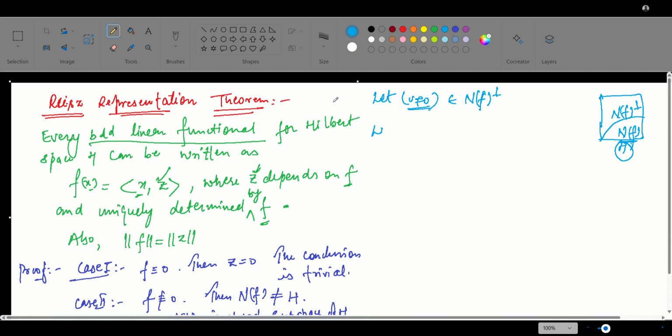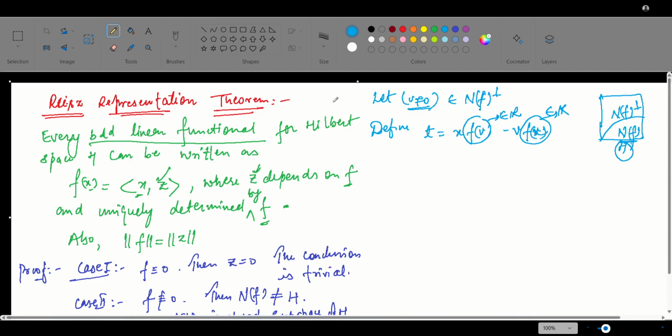Okay, so let us suppose v is an element of the complement of the null space, then we can define here T, that is nothing but equal to x times f of v minus v times f of x, right? F of x. Here you can see that this value belongs to R, the real numbers. This is also belonging to the real numbers.